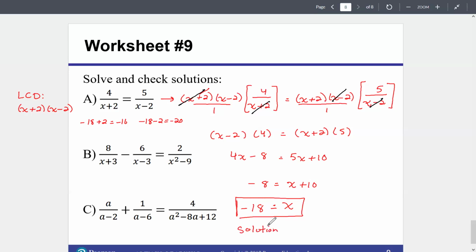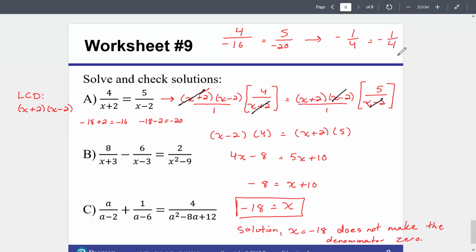So that's one of the ways we said we can check it, is just see, does it make my denominator 0? So x equals negative 18 does not make the denominator 0. Or you can plug it back in and just check it that way as well. And if we did that, we would just see that we have 4 over negative 16 is equal to 5 over negative 20, meaning that we would end up with a negative 1/4 equals a negative 1/4. So that also tells me that it worked.